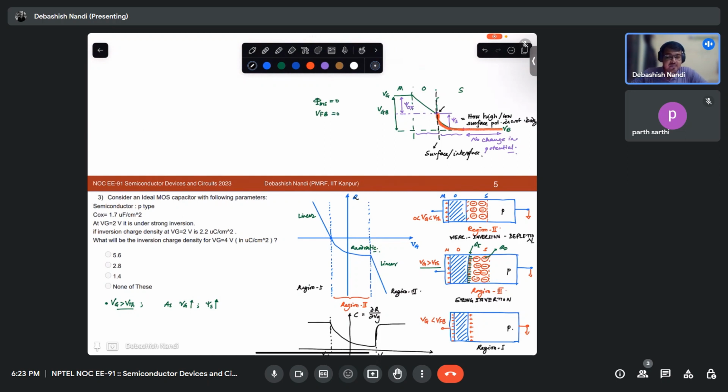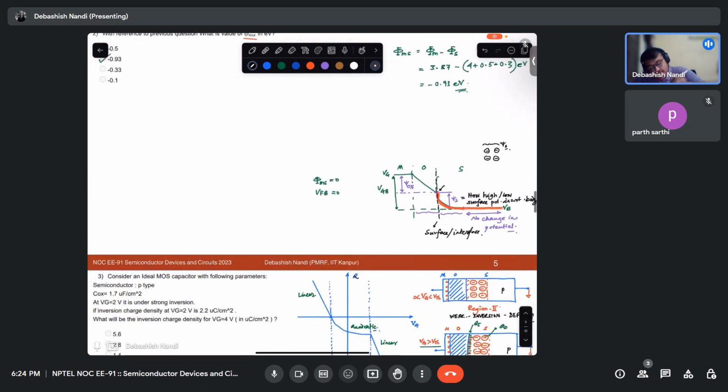And why does psi s happen? Because there is a certain amount of region where I have the depletion charges. So across this my psi s will be present. And why do I say that? I say that because, you remember, if there is some non-zero rho, that will be creating some electric field, right? And this electric field will be creating some potential.